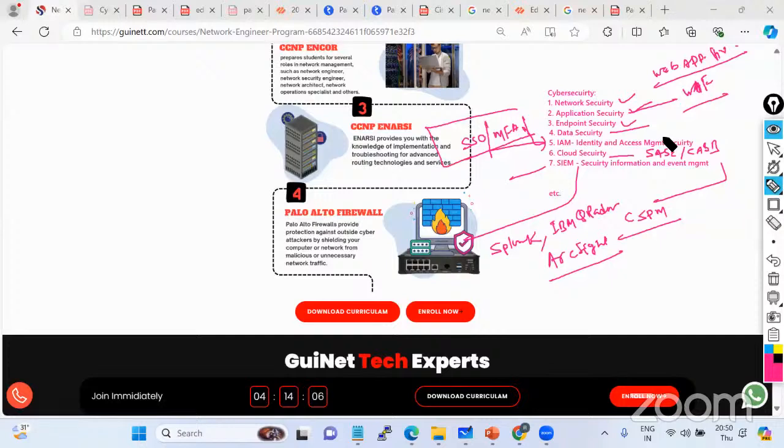And if you apply effective cyber security measures, then you are going to protect your network, your people, your digital assets, any kind of endpoint, any application. So this is cyber security.